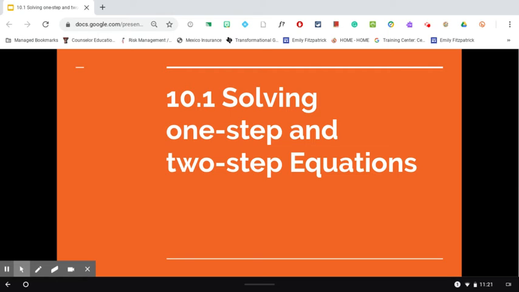Today we're going to be doing we do, you do, I do, you do notes. Each screen will have two examples. I'll go through one with you, and then you can pause it, try the second one by yourself, and check your answer to see if you did it right. So let's get started.